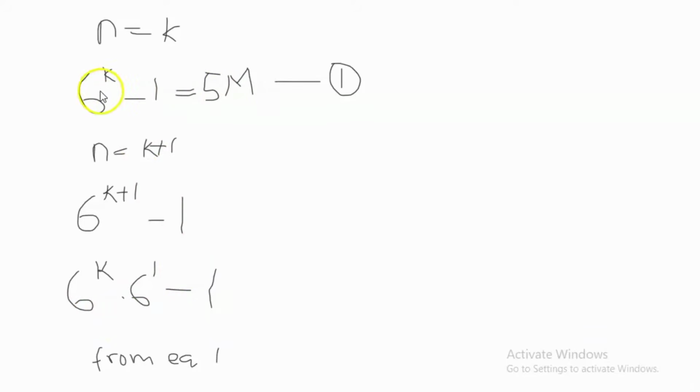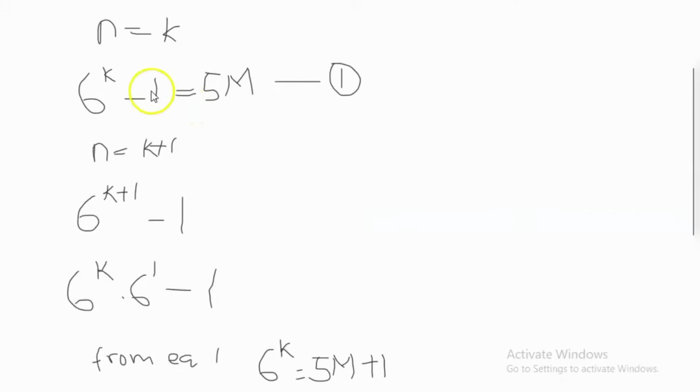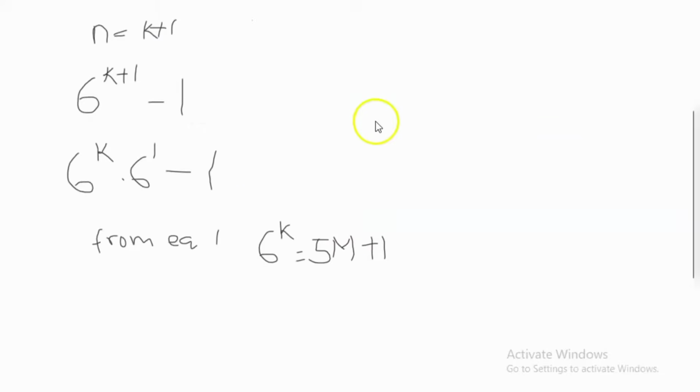So in order to make 6^k the subject of formula, we simply take 1 to the other side. So this is going to be 6^k equal to 5m plus 1. Okay, so we simply took 1 to the other side. So 6 to the power of k is equal to 5m plus 1.